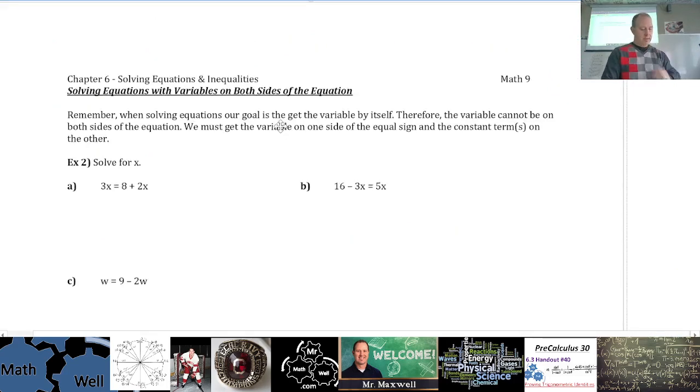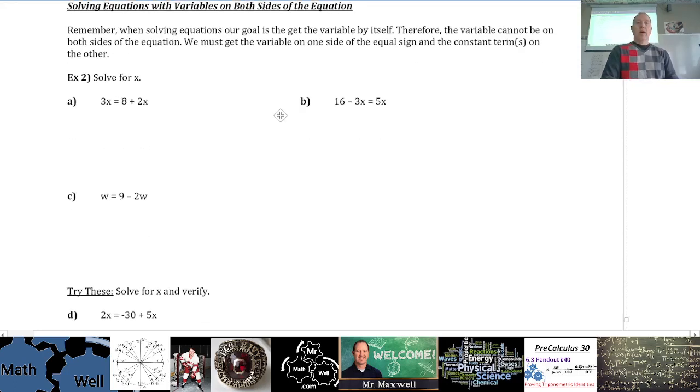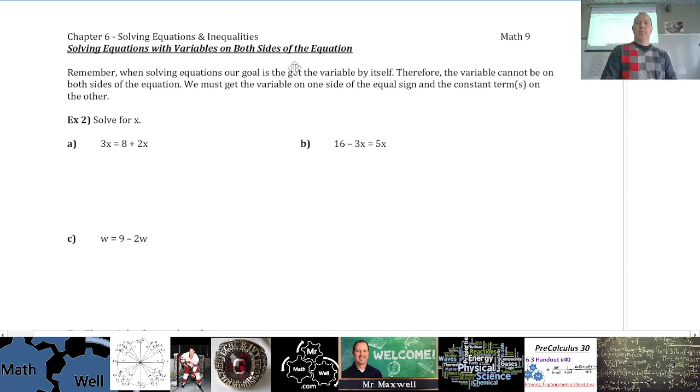Flip your page over. Solving equations with variables on both sides. Okay, so this is a bit of a different look here too. Not hard, but we've got variables on both sides of the equation. So remember, when solving equations, our goal is to get the variable by itself. Therefore, the variable cannot be on both sides of the equation. We must get the variable on one side of the equal sign and all the constant terms on the other.